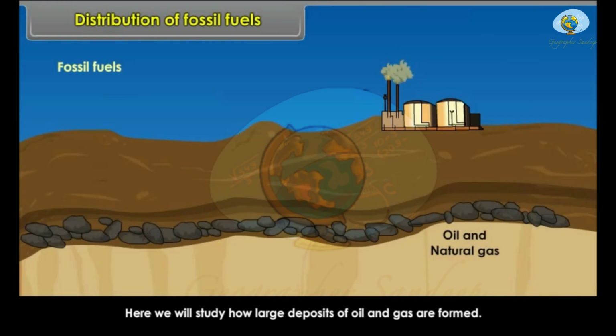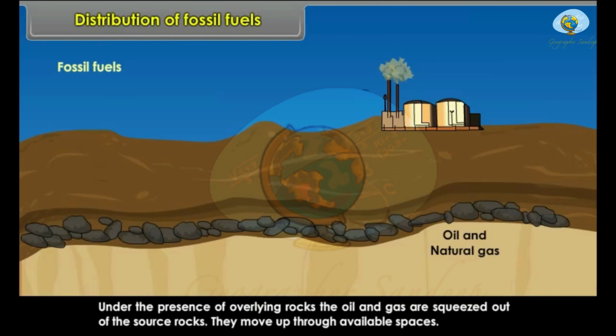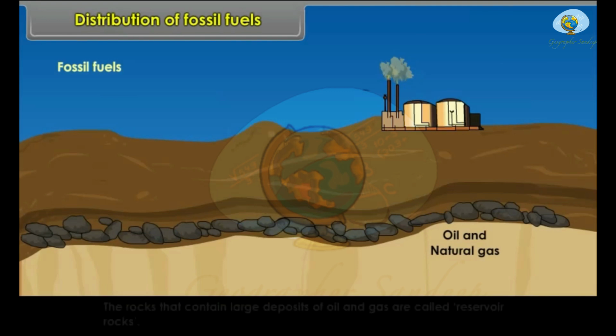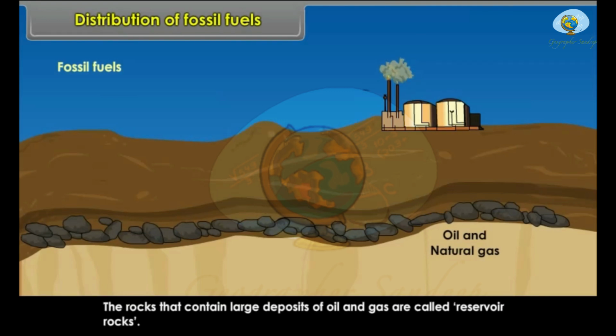Here we will study how large deposits of oil and gas are formed. Under the pressure of overlying rocks, the oil and gas are squeezed out of the source rocks. They move up through available spaces. However, if they are trapped beneath a layer of impermeable rock, oil or gas deposits are formed. The rocks that contain large deposits of oil and gas are called reservoir rocks.